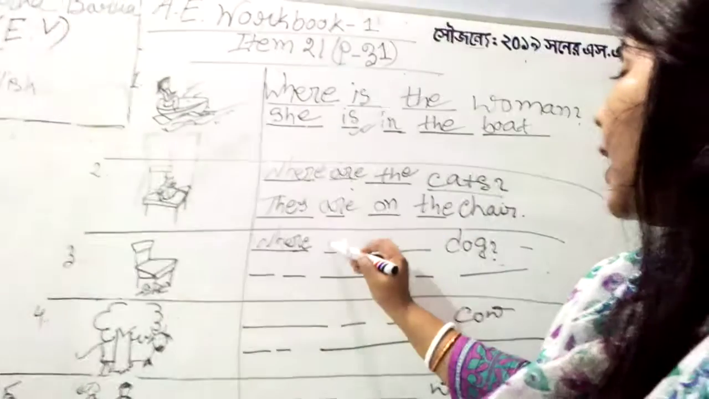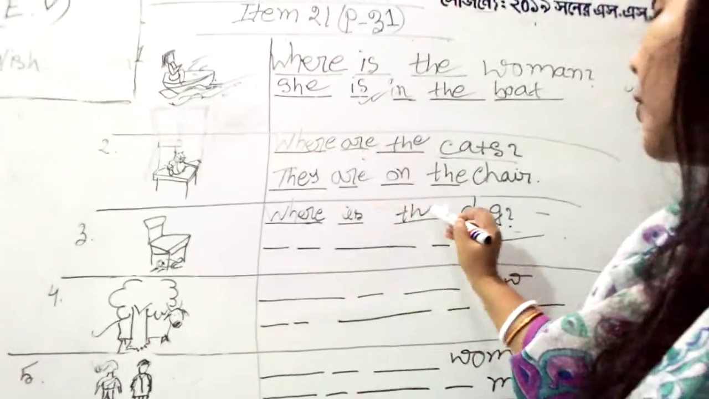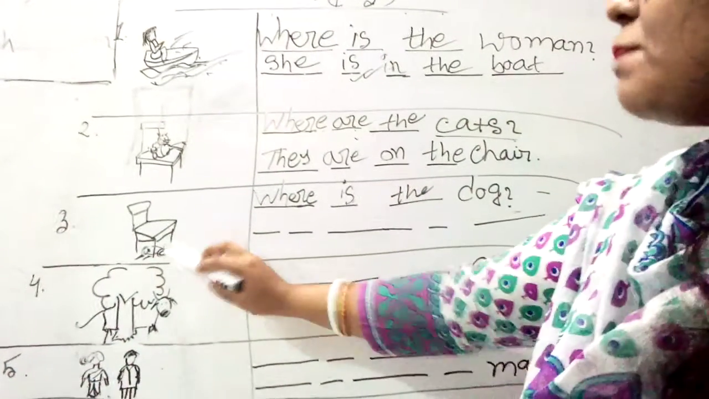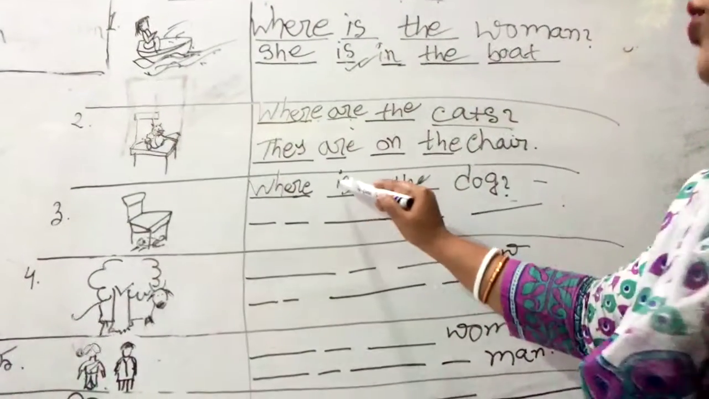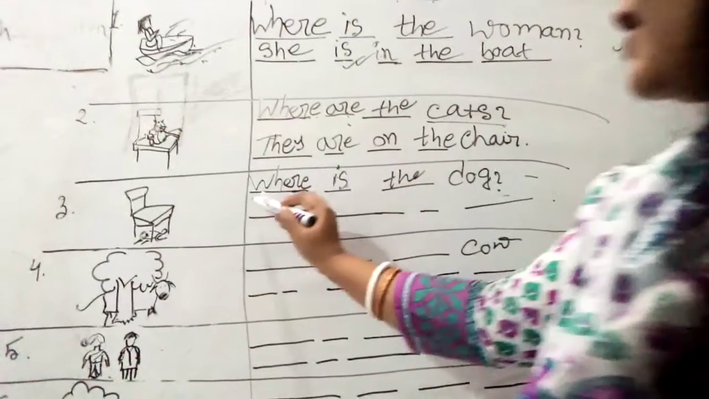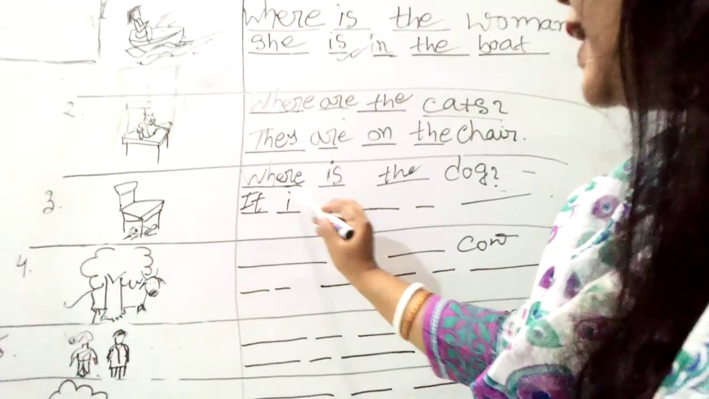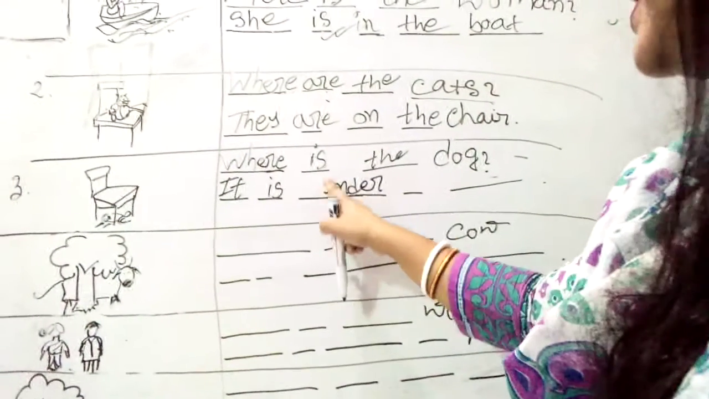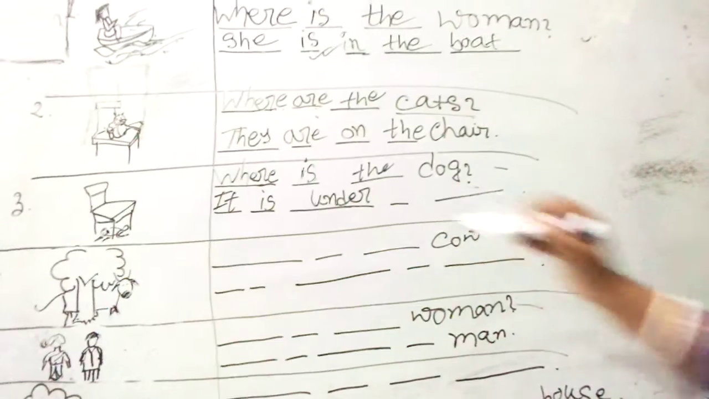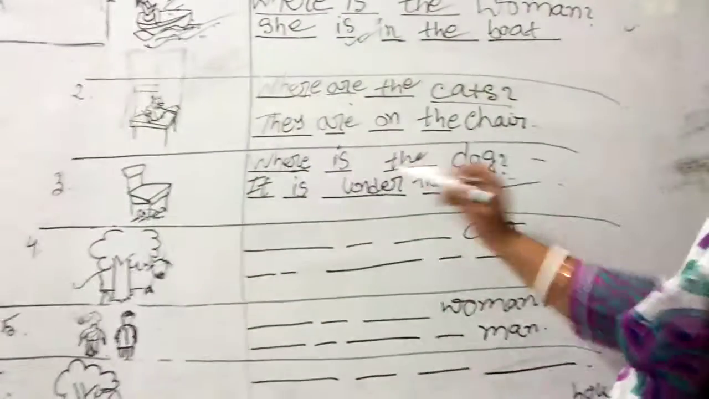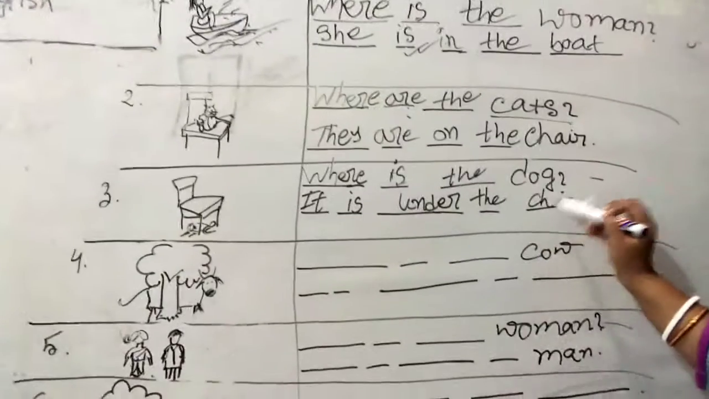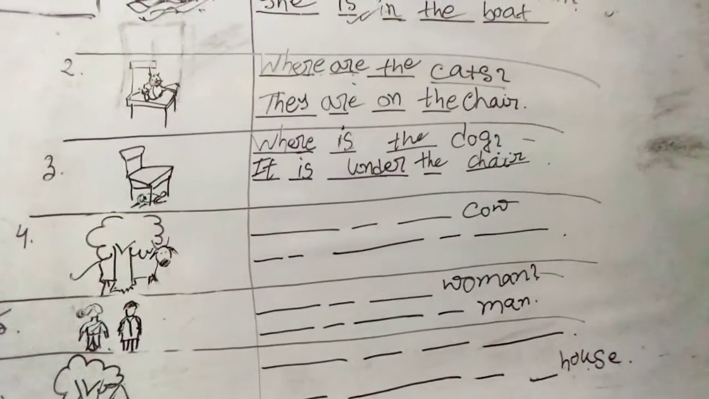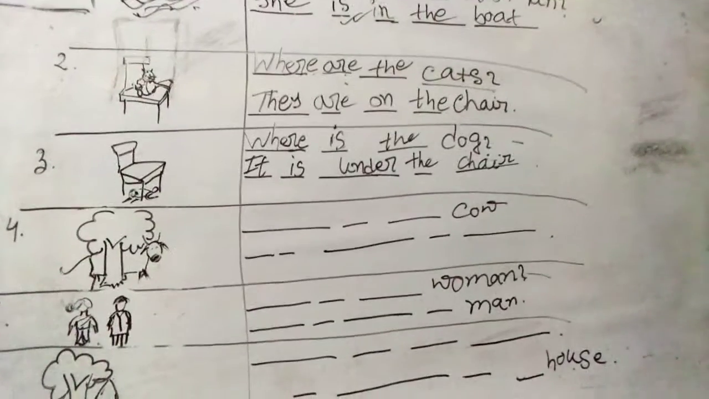So, where is the dog? See here, only one dog. That means it's singular. That's why I have used "is". Where is the dog? It is where? Under. It is under. What's the spelling of under? U-N-D-E-R. Okay. Under the what? It is the chair. It is under the chair. So, where is the dog? It is under the chair. Okay. Now, coming to the next.